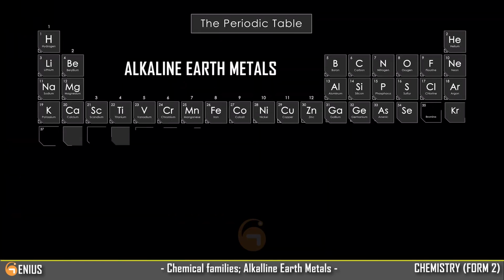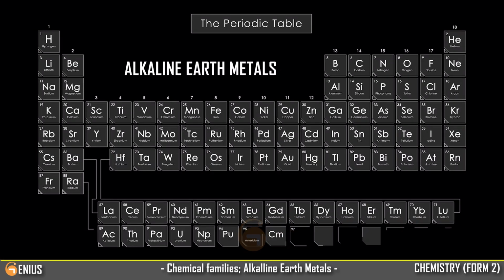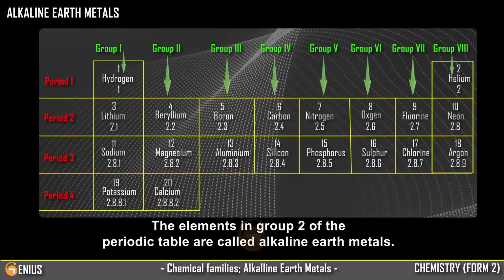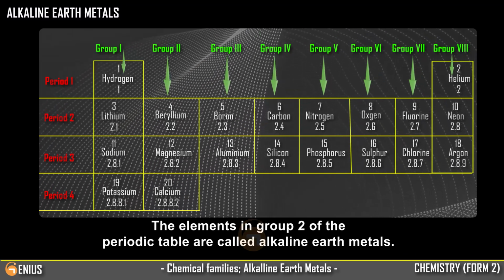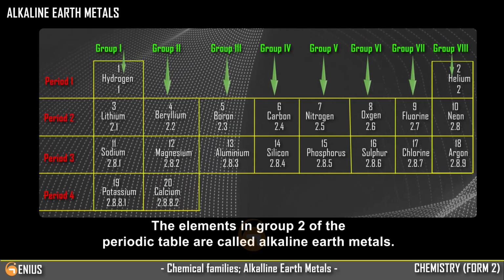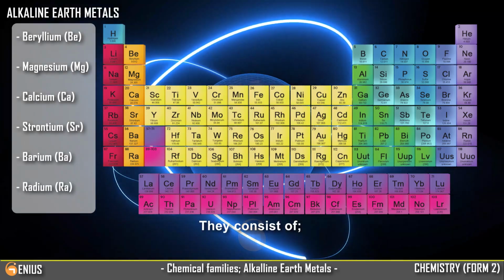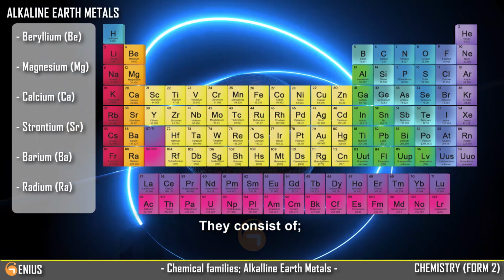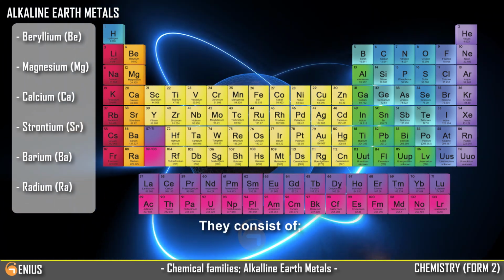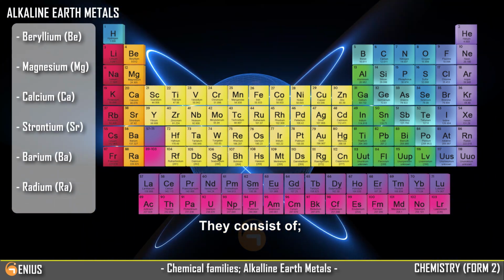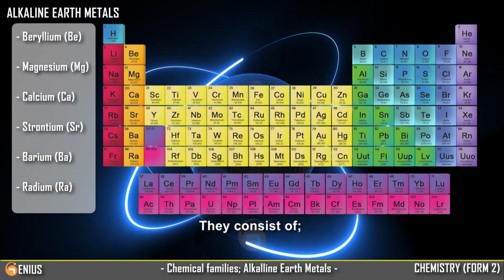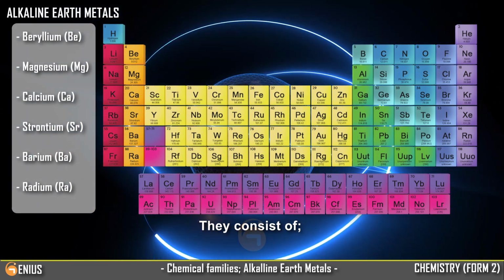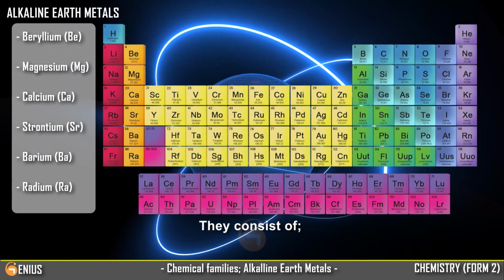Alkaline earth metals. The elements in Group 2 of the periodic table are called alkaline earth metals. They consist of beryllium, magnesium, calcium, strontium, barium, radium.